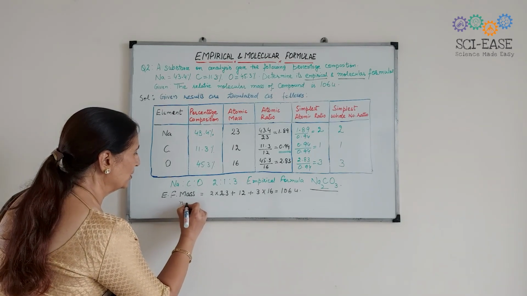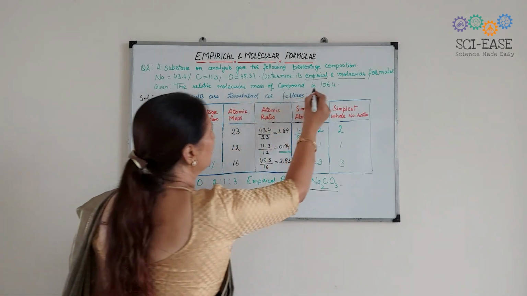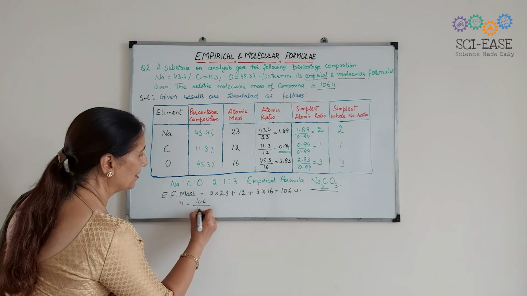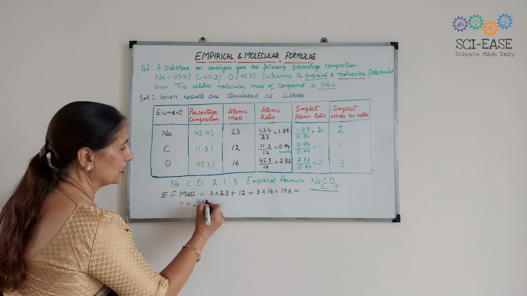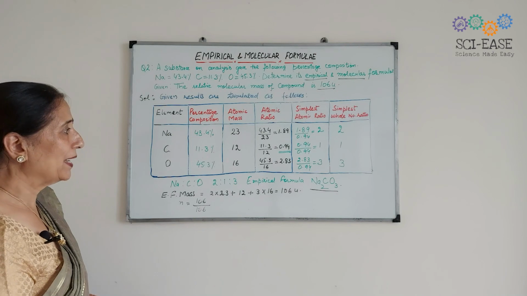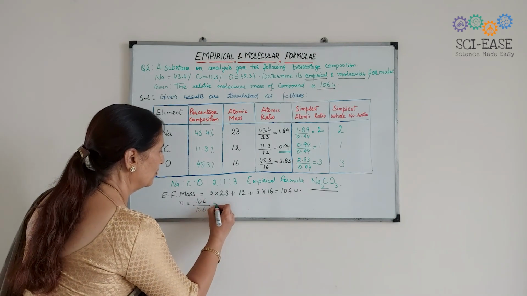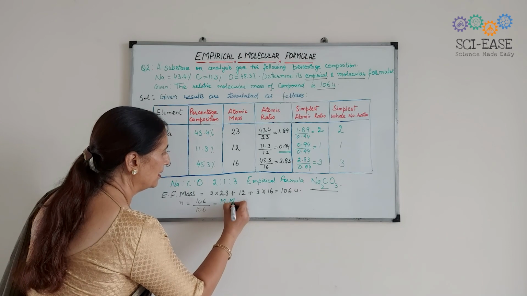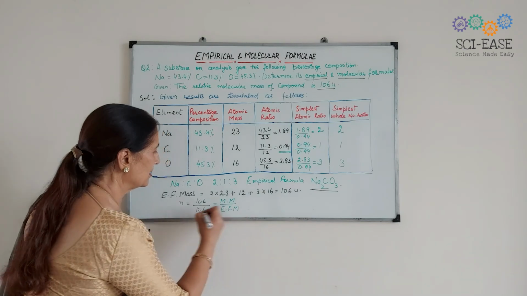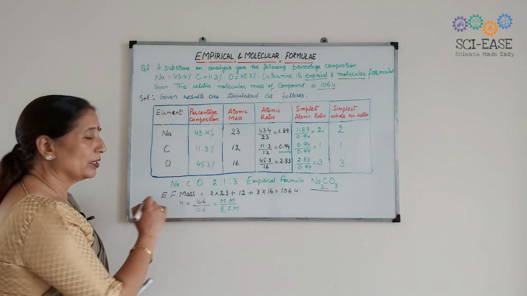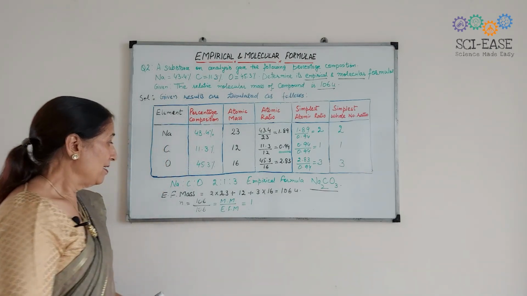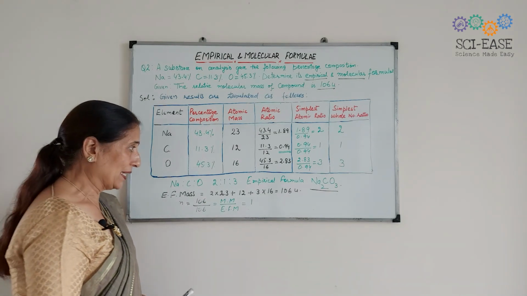So N is equal to molar mass. Molar mass that is given 106. So 106 divided by 106. Okay, what is 106? It is molar mass divided by empirical formula mass. This is the formula for calculating N. So this is equal to 1. So here N that is equal to 1.